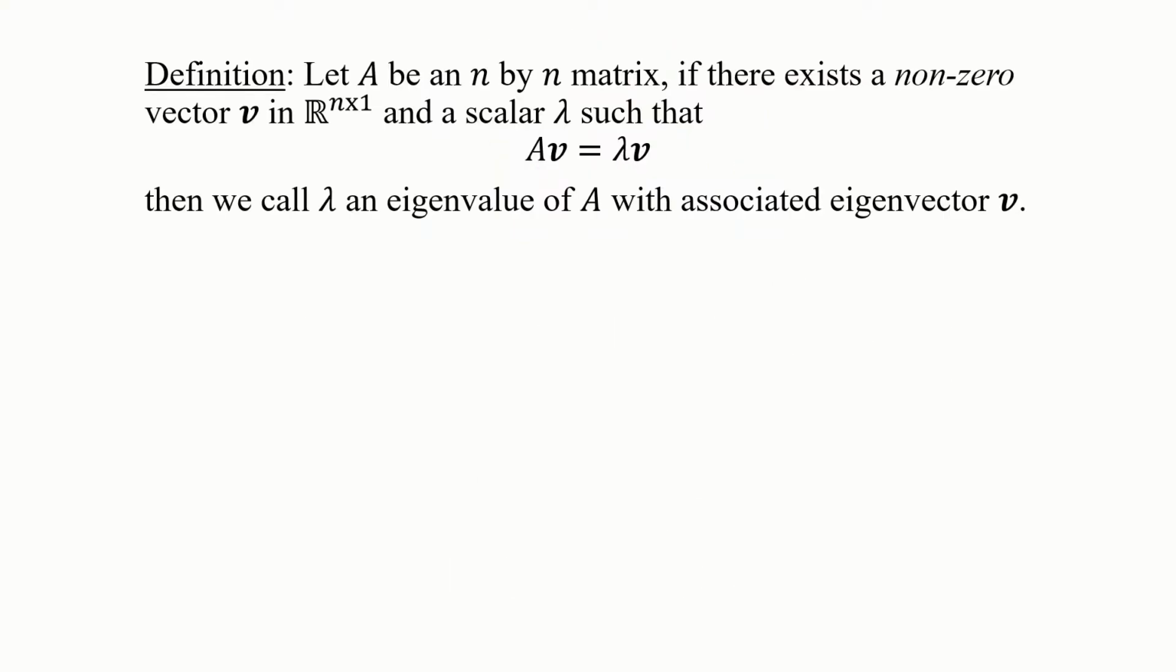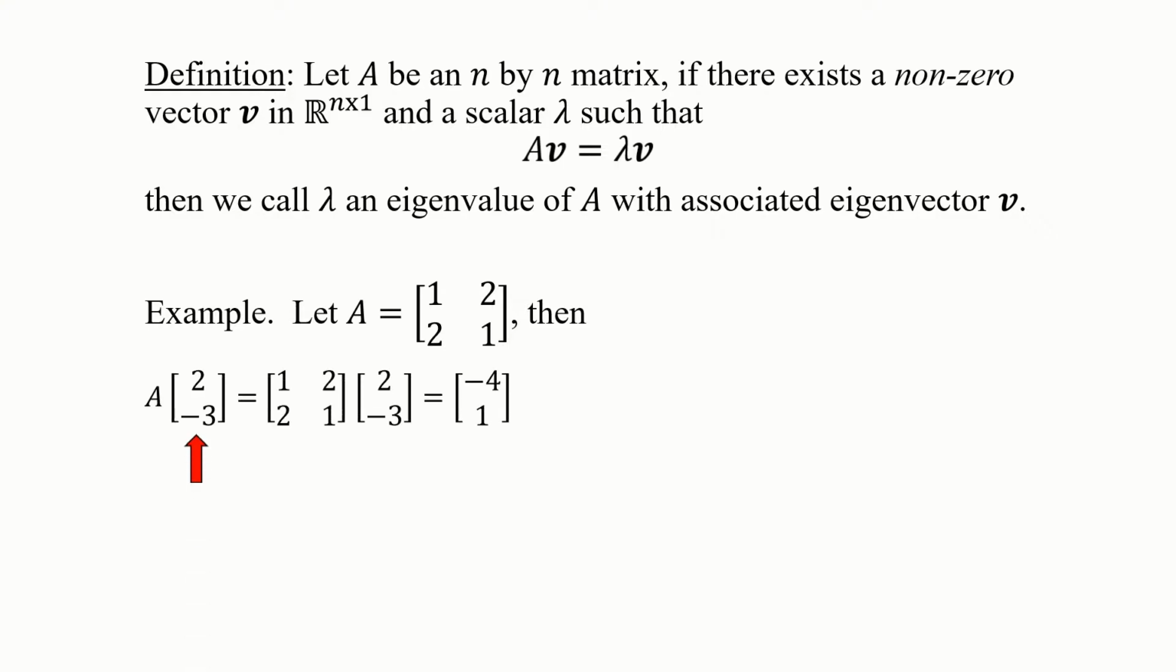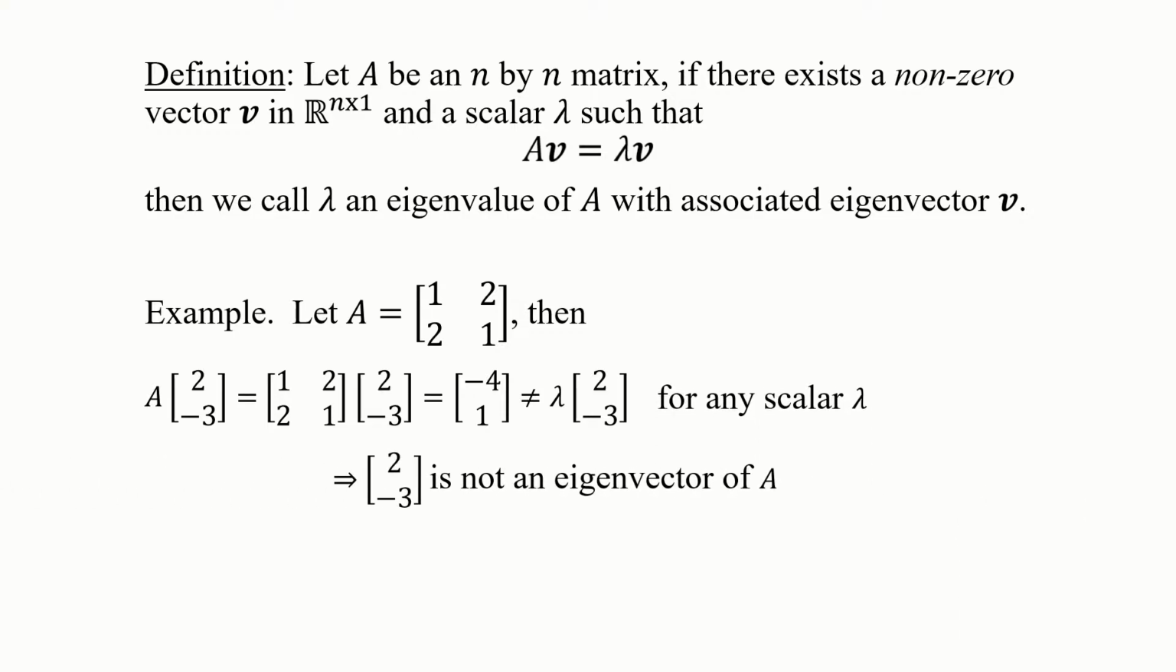Alright, so just as a reminder, if we let A be an n by n matrix, and if there exists a non-zero vector v and a scalar lambda such that Av equals lambda v, then we call lambda an eigenvalue of A with associated eigenvector v. Right? So as an example, if we let A be the matrix 1, 2, 2, 1, then we can consider A times the vector 2, negative 3. This gives us negative 4, 1, which is not a scalar multiple of 2, negative 3 for any lambda. So this means that 2, negative 3 is not an eigenvector of A.